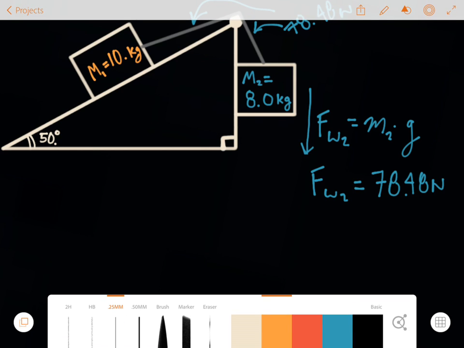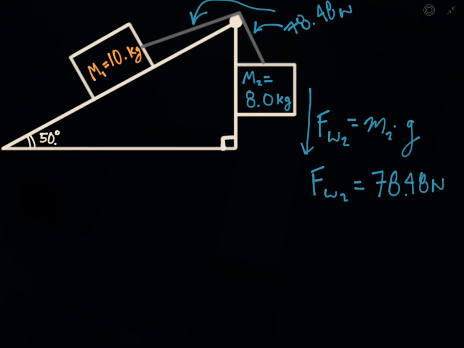I'm going to go ahead and switch colors here. So now we have this orange color, which is the first mass of the object. And we're going to go ahead and do a simple ramp problem, pretending like what would happen if we cut this rope right here. What are the forces that would be acting on it if it weren't for that rope?